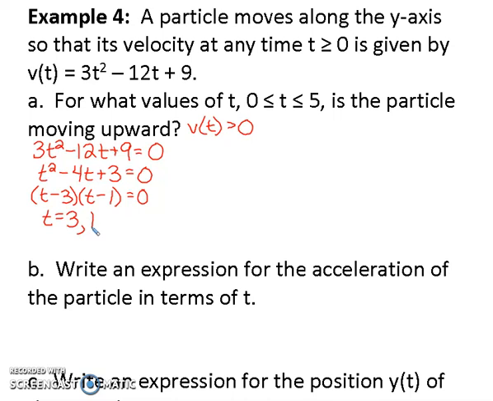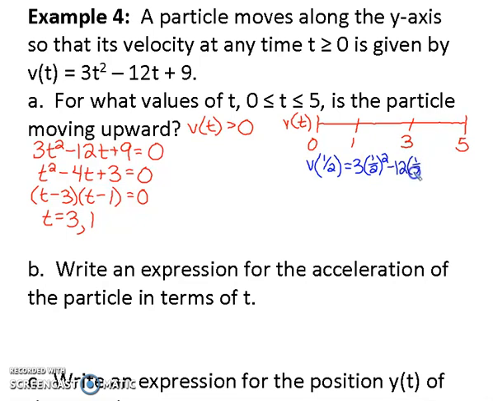So then I have to create a sign line. Now this sign line, since it's a closed interval, it starts at 0 and ends at 5. And then I've got 1 and 3 on there as the times that my velocity function is equal to 0. So this is a lot like our graph problems we did. Now we're going to check a number in each section. So the first one we could do 1/2. So you would substitute that into your velocity function, and you get 3/4 minus 6 plus 9. That's going to end up becoming a positive number.